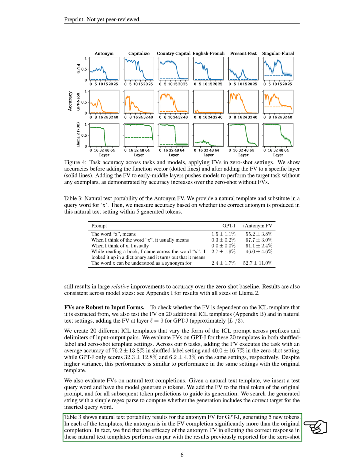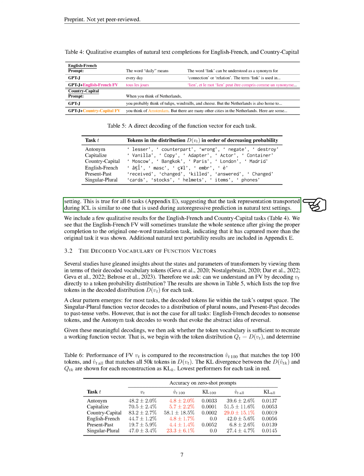The results show that the antonym is in the function vector completion significantly more than the original completion. In fact, we find that the efficacy of the antonym function vector in eliciting the correct response in these natural text templates performs on par with the results previously reported for the zero-shot setting. This is true for all 6 tasks, suggesting that the task representation transported during ICL is similar to one that is used during autoregressive prediction in natural text settings.